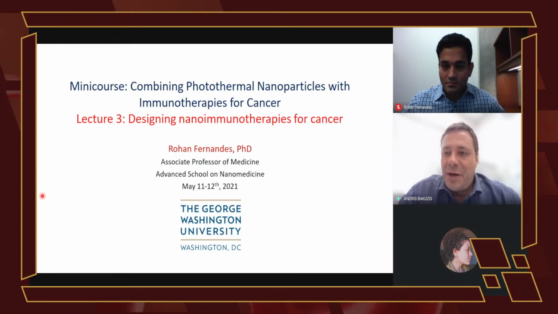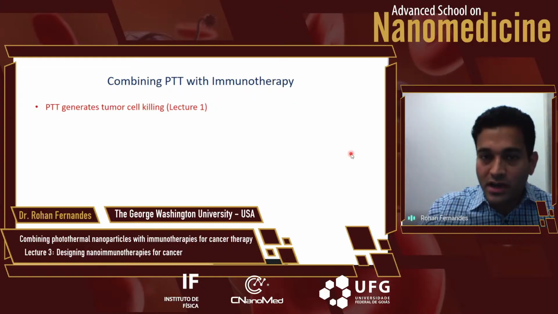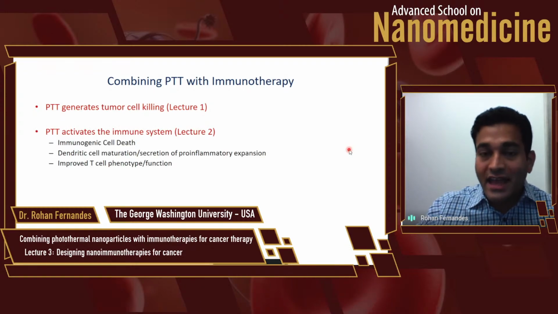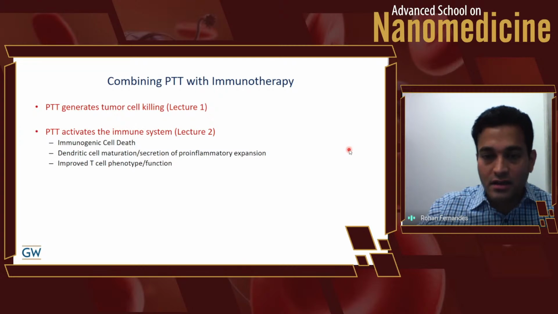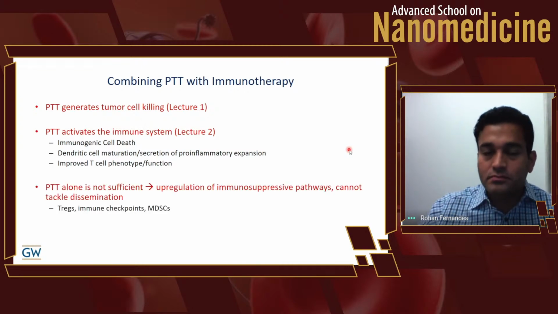Hello, everybody. We are back again to the second part of the lecture, Nanoparticle-based photothermal therapy generates tumor cell killing. In lecture 2, in the second part, we talked about how photothermal therapy, or PTT, activates the immune system. We touched upon the concepts of immunogenic cell death and how that can be measured. We talked about how PTT can cause dendritic cell maturation and secretion of pro-inflammatory cytokines. And we also talked about improved T cell phenotype and function.